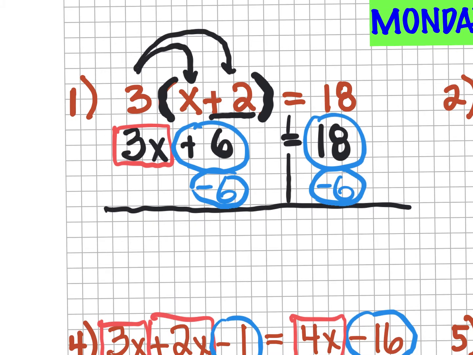Okay, so the 3x comes down, and we get 3x. Oop, my pen's being weird. 3x. Maybe a little bigger. 3x. Uh-oh.